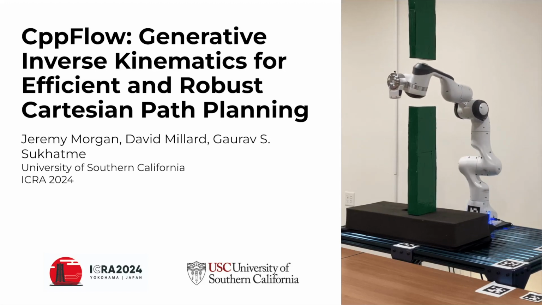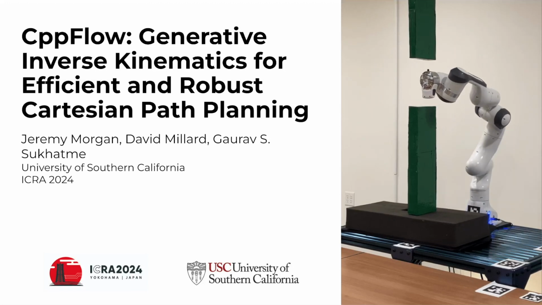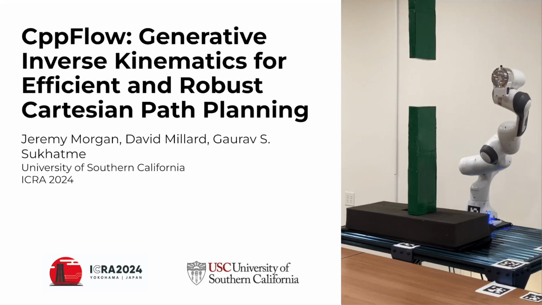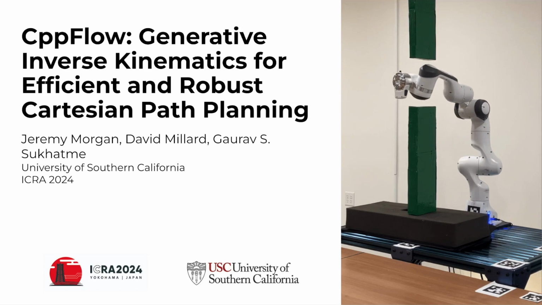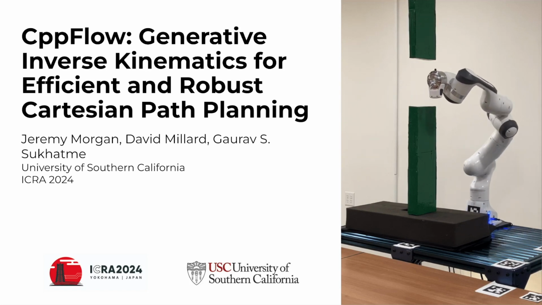In this work, we present CppFlow, a novel and performant planner for the Cartesian path planning problem. The proposed planner finds valid trajectories up to 129 times faster than current methods, while also succeeding on more difficult problems for which others fail.